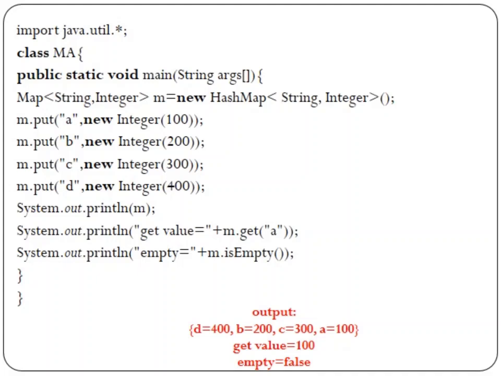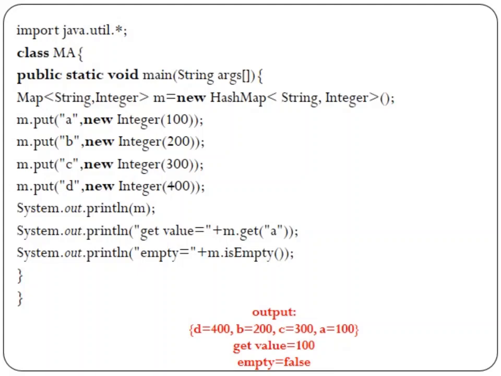So this is a method which is used to add an element to the map interface. Here I am making use of the put method, which takes one key and another value. So the key is A, and for A I am assigning 100 as a value. For B I am assigning the value 200. For C we are assigning the value 300, and so on.